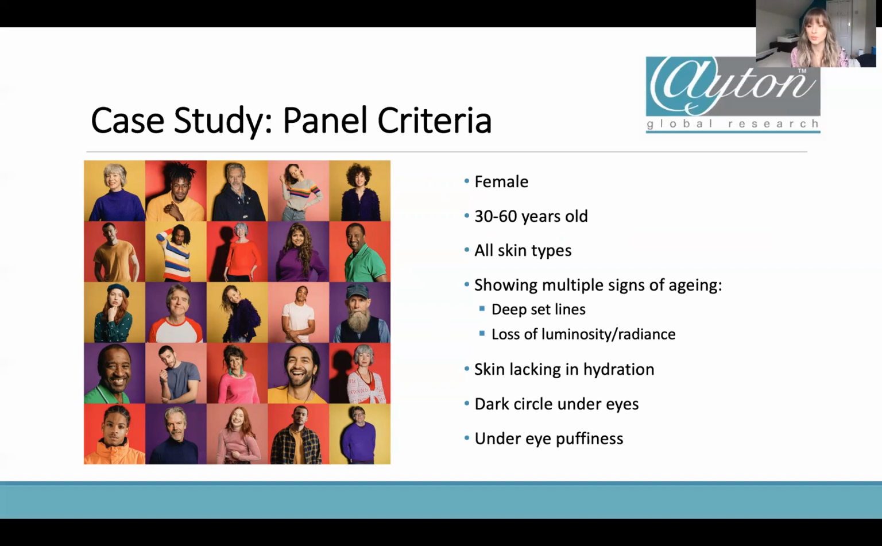They had to show multiple signs of aging, including deep set lines and a loss of luminosity and radiance, because these are things we wanted to assess as improving by using it. Things like skin lacking in hydration, dark circles under eyes, and under eye puffiness were all a part of what we wanted to assess as well. Obviously, if people aren't presenting those things, we can't really assess it. So when I say think about your key consumer, these are really important things to think about, because if people don't have dark circles under their eyes, they can't say it's got any better.